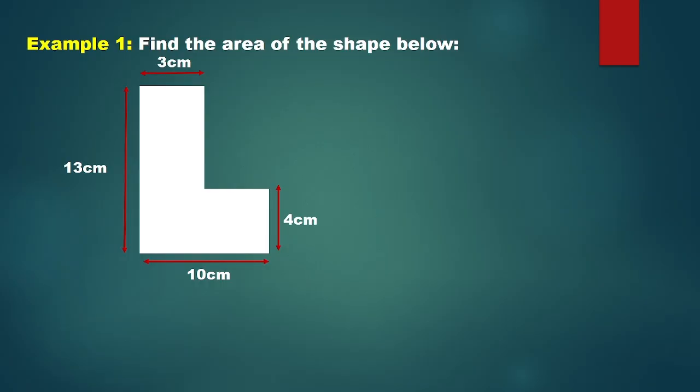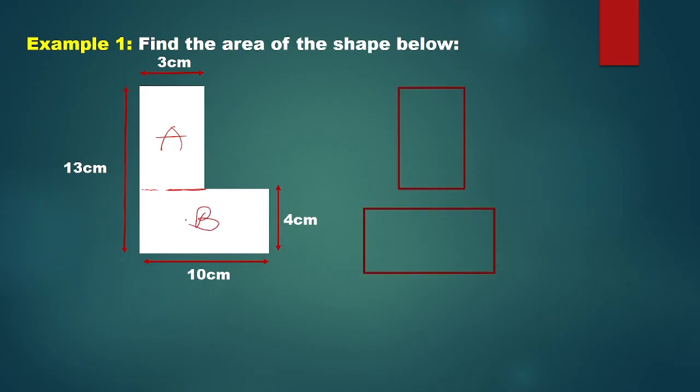Example 1. Find the area of the shape below. To do this, don't forget, you first break down the shape into recognizable shapes, shapes that have names, shapes that you can easily find their area. So I'll break this shape here. If I break that shape, it means I now have one rectangle here, and this is another rectangle. So I have two rectangles.